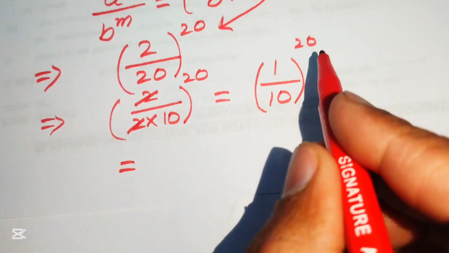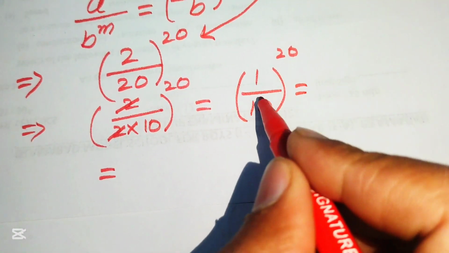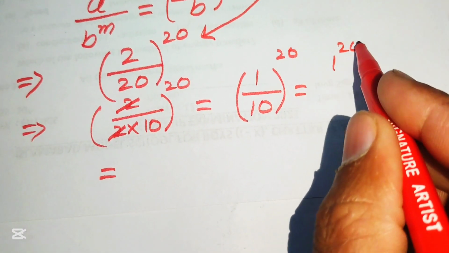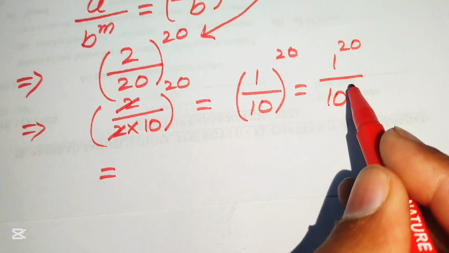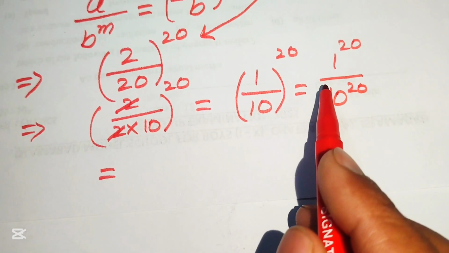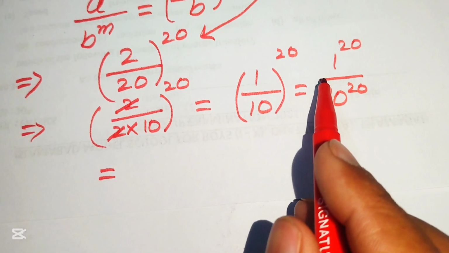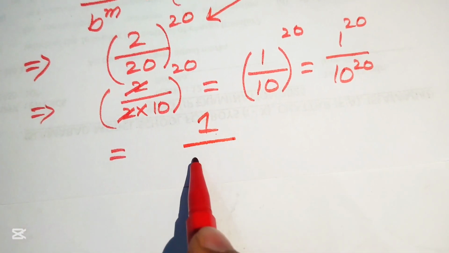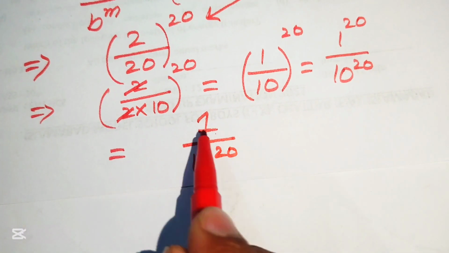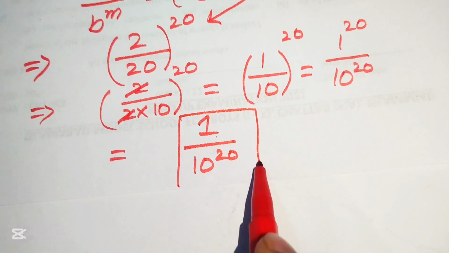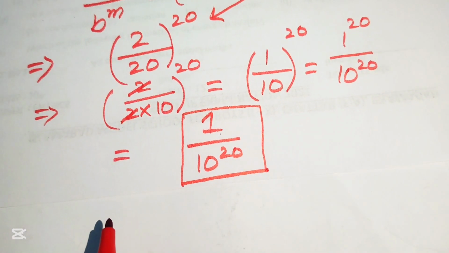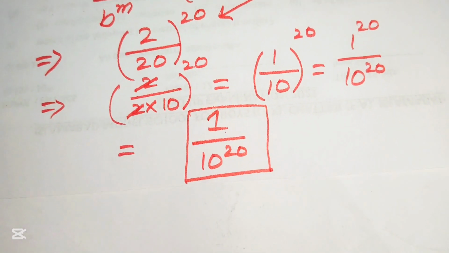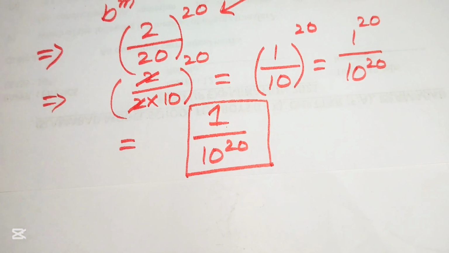When you apply this 20 on both of these terms, it will be written as 1 to the power of 20 divided by 10 to the power of 20. And we know that any power of 1 is equal to 1, so 1 to the power of 20 equals 1, and we have 10 to the power of 20. So this is our final simplified form of the given algebraic expression which we get from our method number 1. And now we need to move towards our second method.